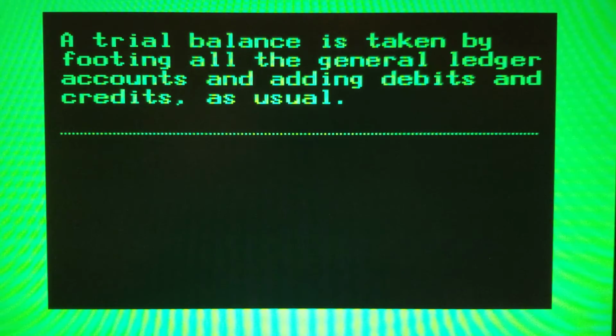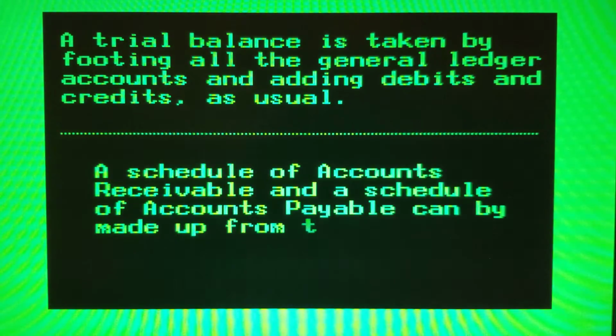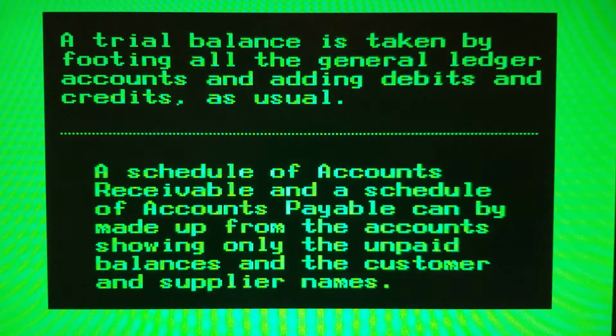A trial balance is taken by footing all the general ledger accounts and adding debits and credits as usual. A schedule of accounts receivable and a schedule of accounts payable can be made up from the respective ledger accounts, showing only the unpaid balances and the customer and supplier names.